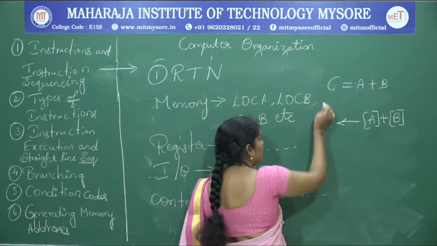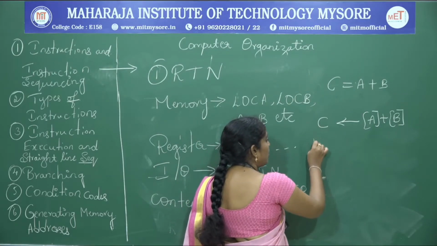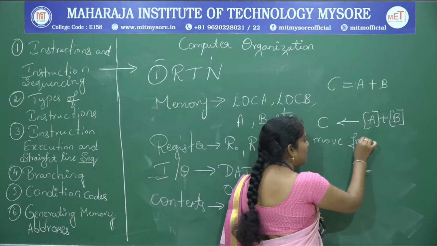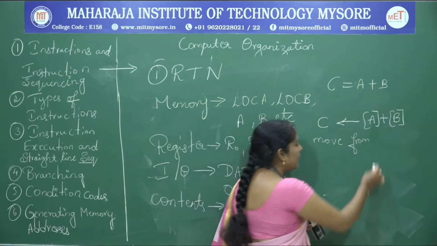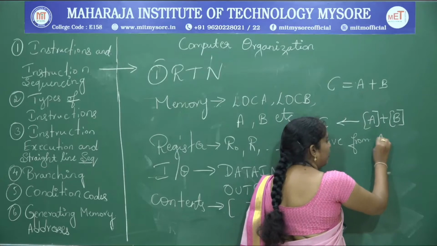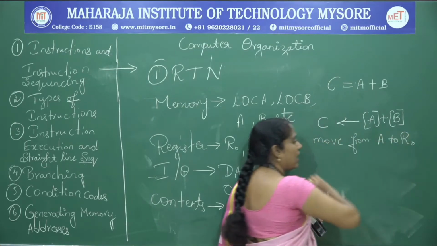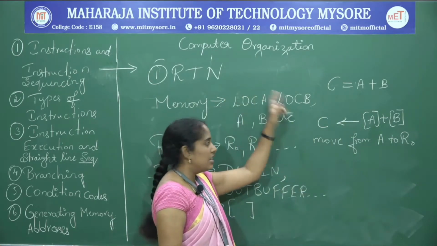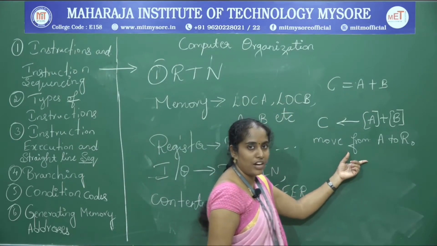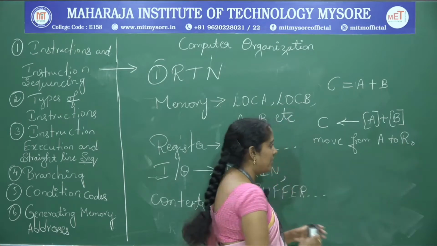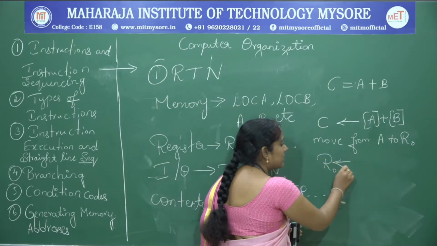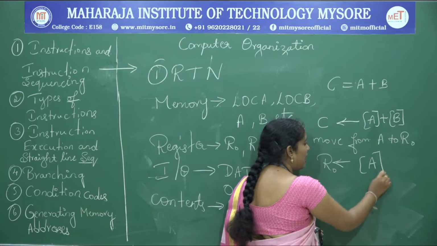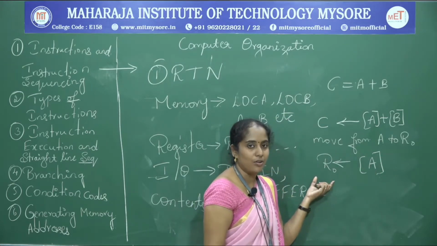Take another example. Say you want to move the data from A to register R0. How do we represent this in register transfer notation? First find the destination. R0 is the destination, so it is written on the left side of the arrow, and A is the source on the right side. The content of A will be moved from A to R0.